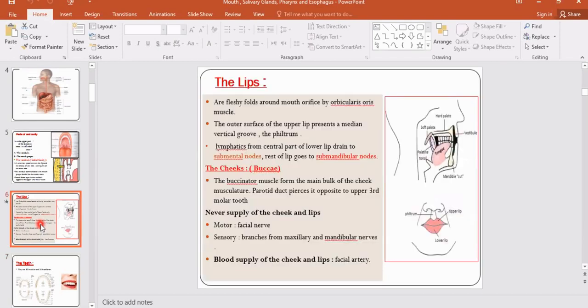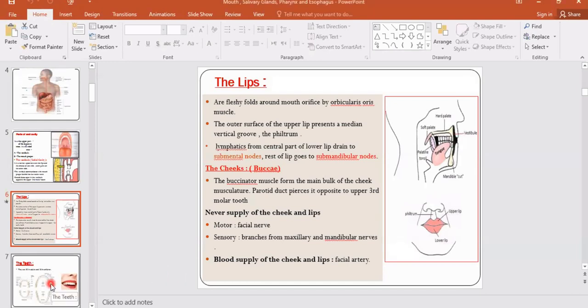Doctor? Yes. I think in the slide it says it pierces the buccinator opposite to the third molar, but maybe it enters the vestibule at the second molar. Yes, second. Make it second. In this slide: upper second molar tooth, piercing the buccinator muscle, it opens into the vestibule of the mouth at the upper second molar tooth. This is the answer.